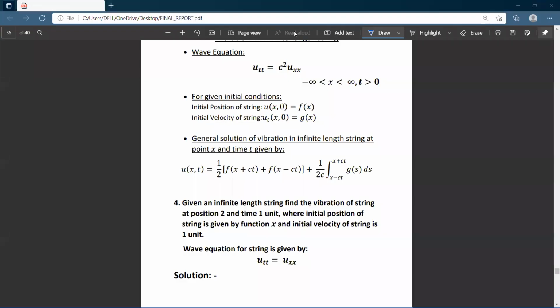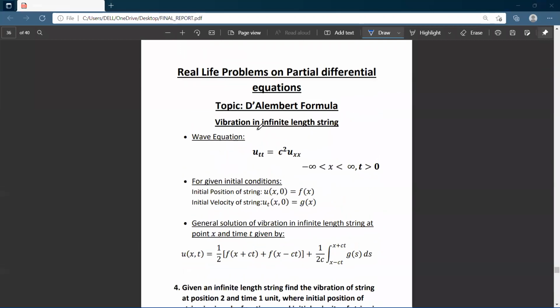So now we will find a real-life problem based on the D'Alembert formula: vibration in an infinite length string. For that, we first consider the given wave equation.